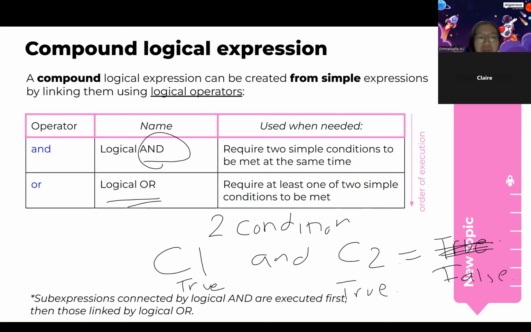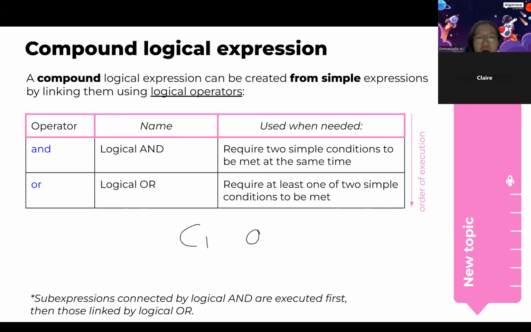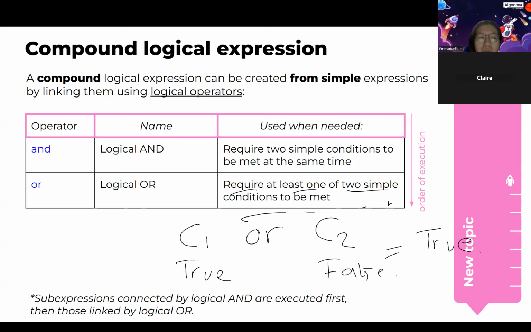For the OR one, if we have two conditions, for example this one is true and this one is false, it requires at least one of the two simple conditions to be met. As long as one of them equals true, then it will return true. But if both of them equal false, the conclusion will be false. So usually we use that to compare something.